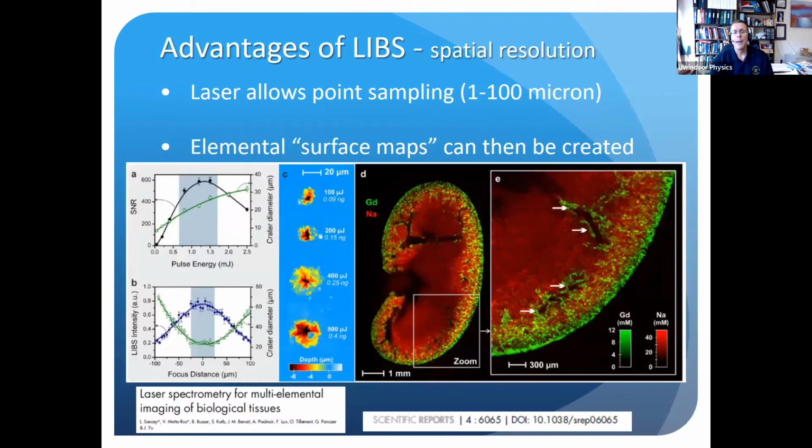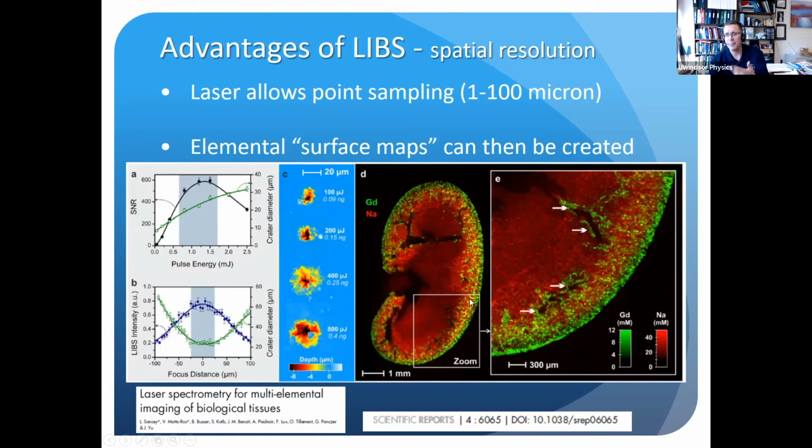We can do probably the best point sampling. When I focus that laser down, the plasma only forms where the laser spot is focused, and you can focus a laser pretty tight. Here I'm showing some data from a group in France who are able to focus that laser down to about 20 microns. It's really small. And what they did with that, if you see this image over here, this might look like a picture to you guys. This is not actually a picture.